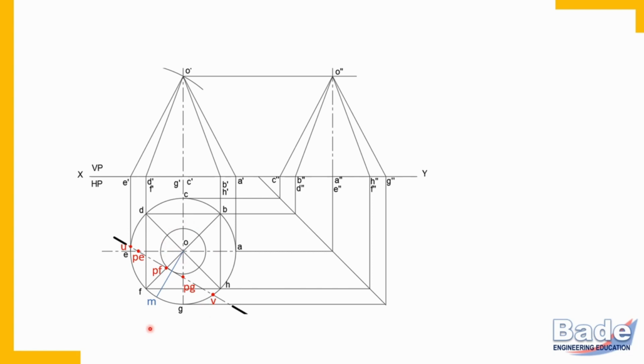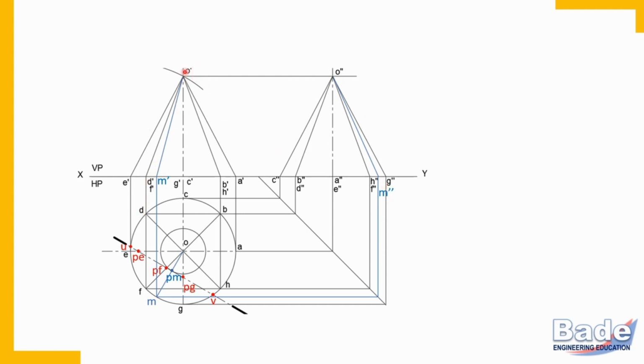Now this generator we must have, like all other 8 generators, we need a generator OM in the front view as well as in the side view. So as usual, project point M in the front view and in the side view. Let's do that. So here it is M dash and here it is M double dash. Now join O and M in the front view and also in the side view.